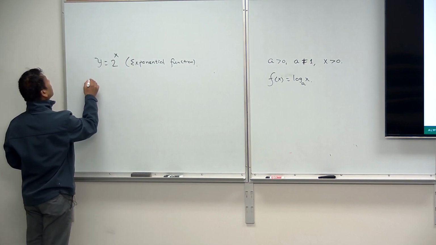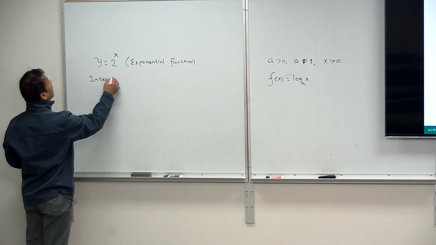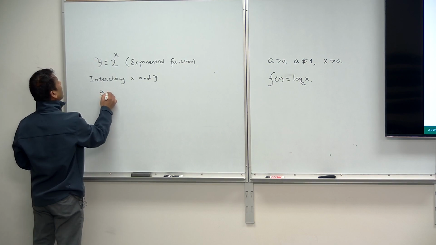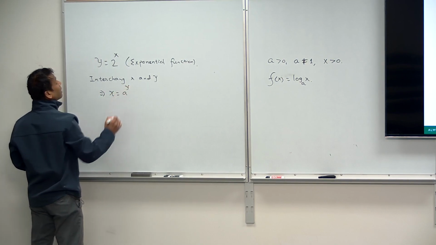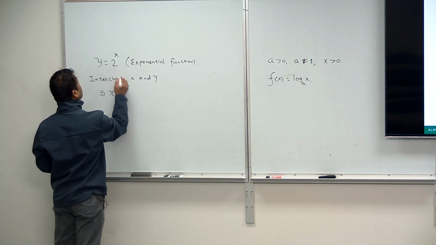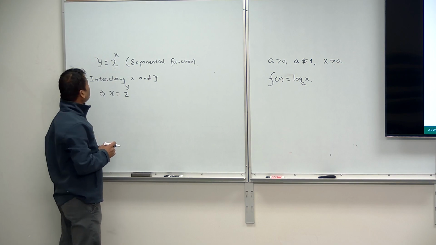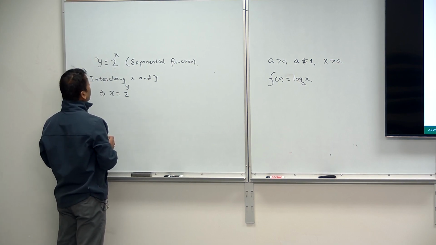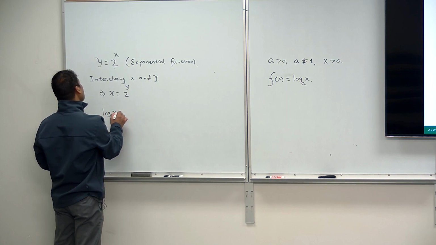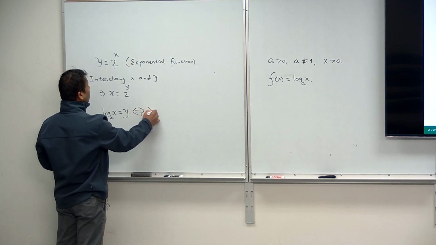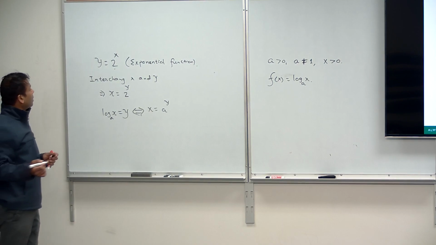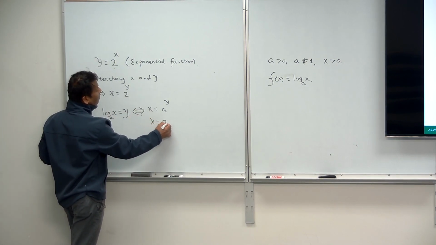How do you find the inverse? You interchange x and y like we did before. So that will give you x equal to a to the power y, right? In this case, this is x equal to 2 to the power y. And you remember, if you have logarithm with base a of x equal to y, this is equivalent to x equal to a to the power y.